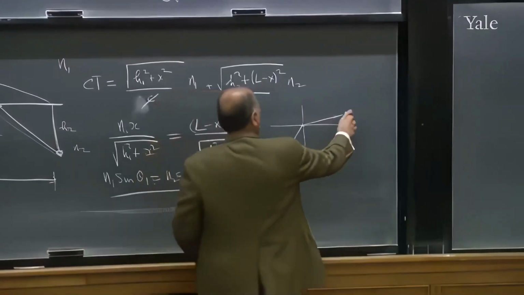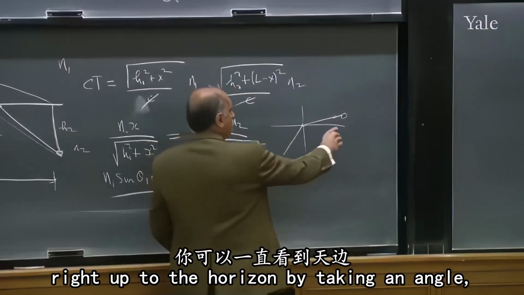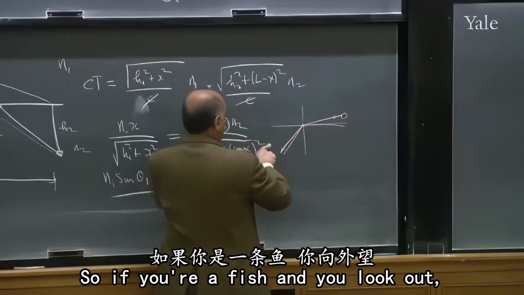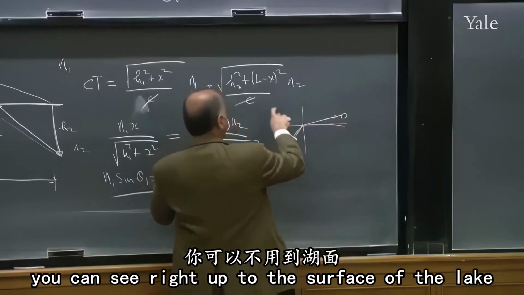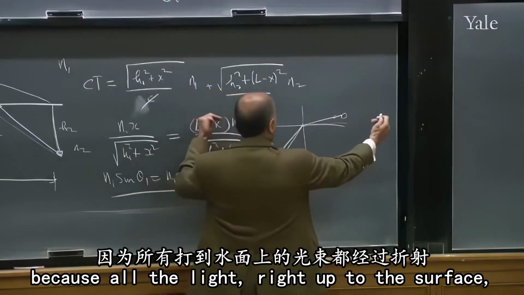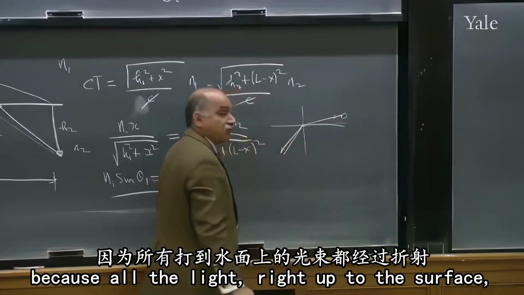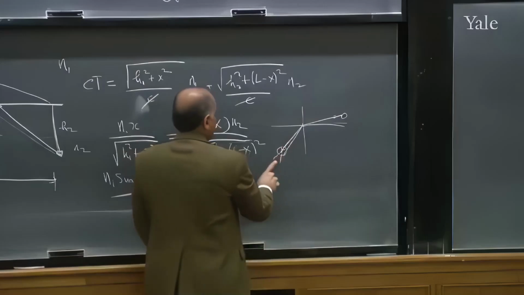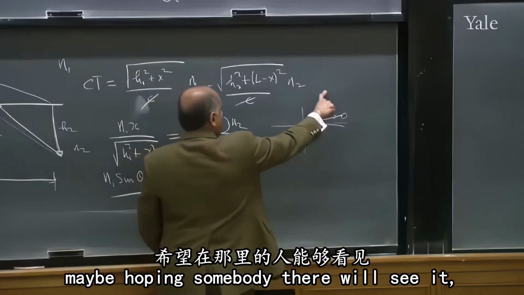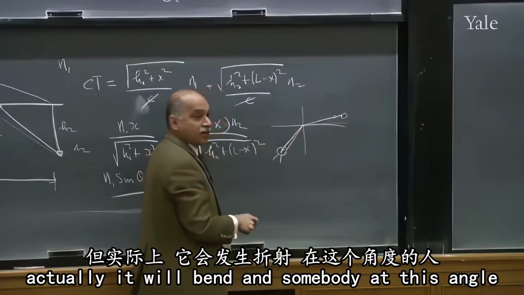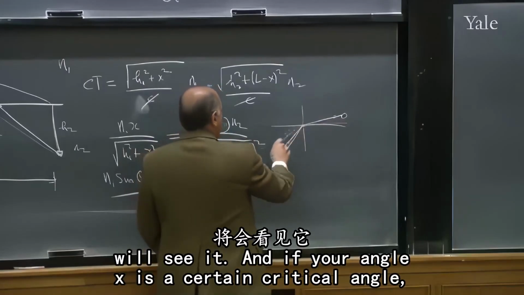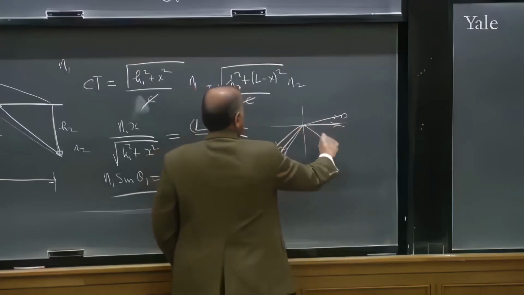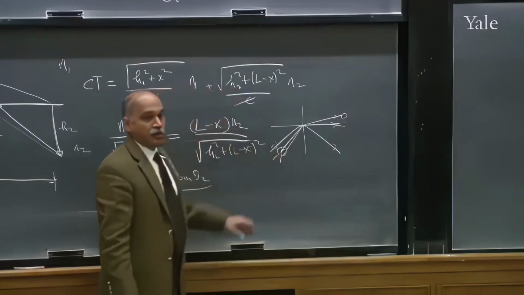That means you can see stuff right up to the horizon by taking an angle so that this comes exactly here. So if you're a fish and you look out, you can see right up to the surface of the lake without going to the surface, because all the light right up to the surface bends and comes into you. Or if you've got a flashlight and you're sending a signal, maybe hoping somebody there will see it, actually it'll bend and somebody at this angle will see it. And if an angle exceeds a certain critical angle, your flashlight will go to that surface, and beyond that it'll just get fully reflected. It won't be able to go to the other side.